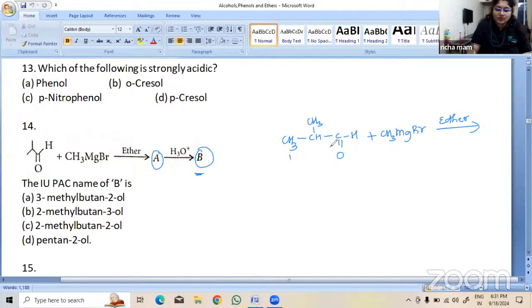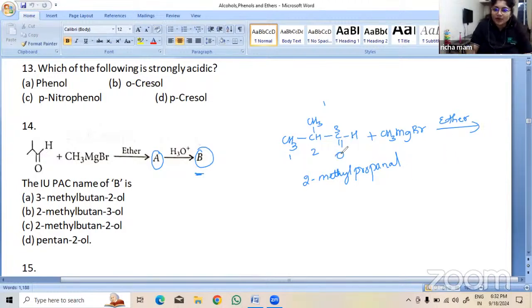1, 2, 3. So this is 2-methyl, and it is an aldehyde. Three carbons, so it is propane, and for the aldehyde you have to write it as propanal. It is 2-methyl because at the second position you have a methyl substituent, and three carbons, so propanal. In the presence of the Grignard reagent, methyl magnesium bromide, in the presence of ether, okay?